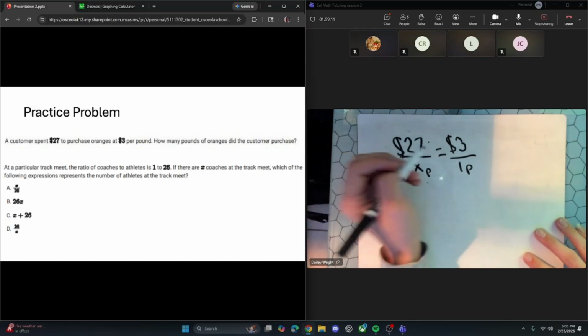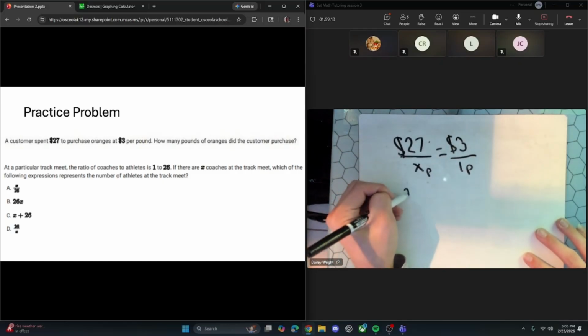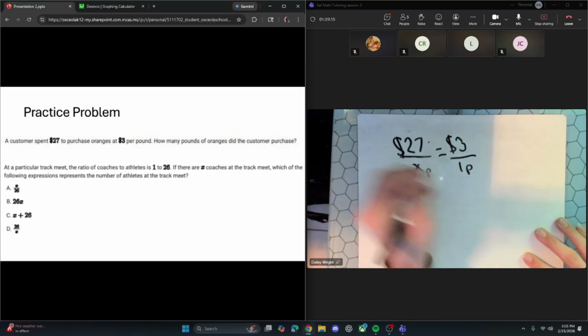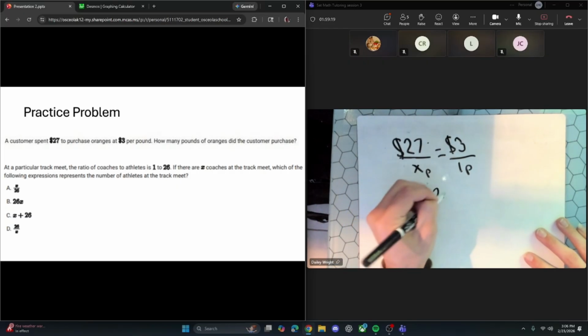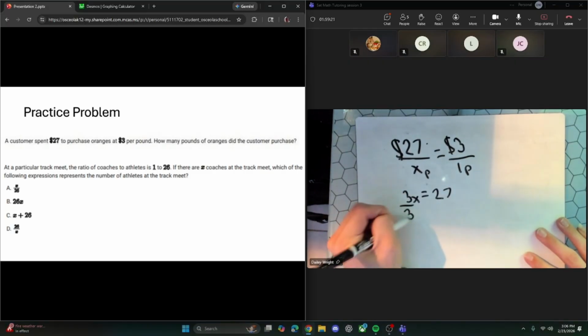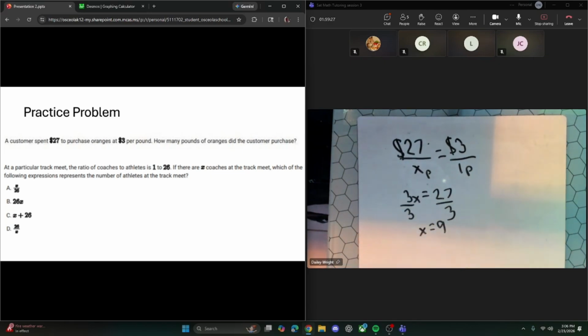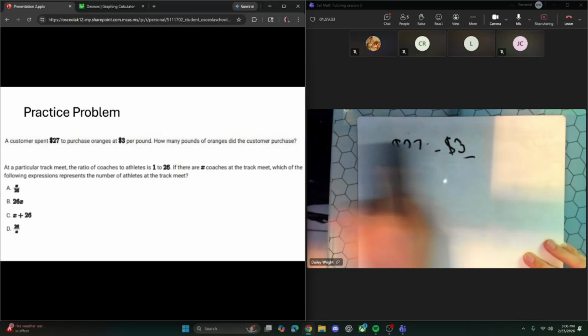So you would cross multiply again. x times 3 is 3x. 27 times 1 is 27. Divide over the 3. x equals 9. And 9 would be your answer. 9 pounds of oranges.